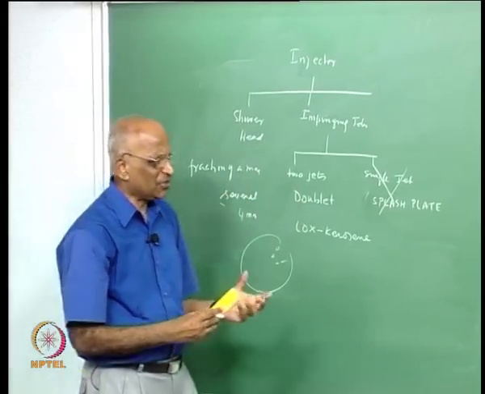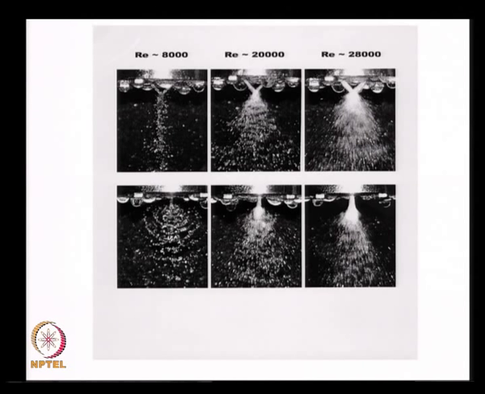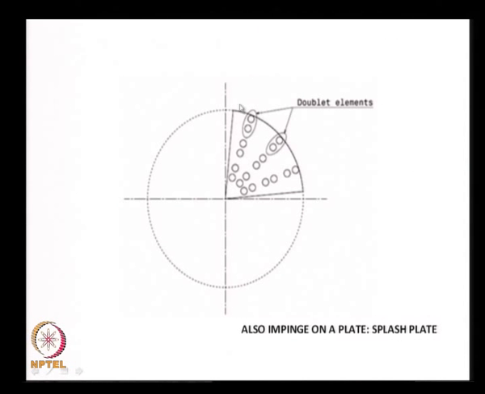Well, we will just see one more example. This is where we mount the doublets, we put one on top of the other, one by the side of the other, create a fan over here, maybe make this fan interact with this fan, or maybe make this fan interact with the other. Well, this is the doublet injector.